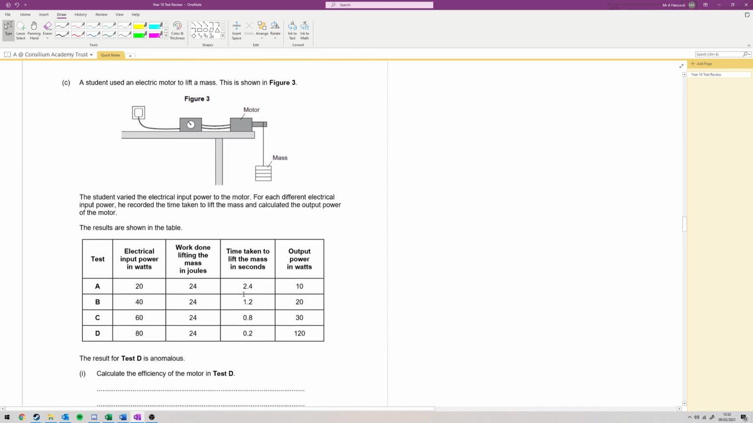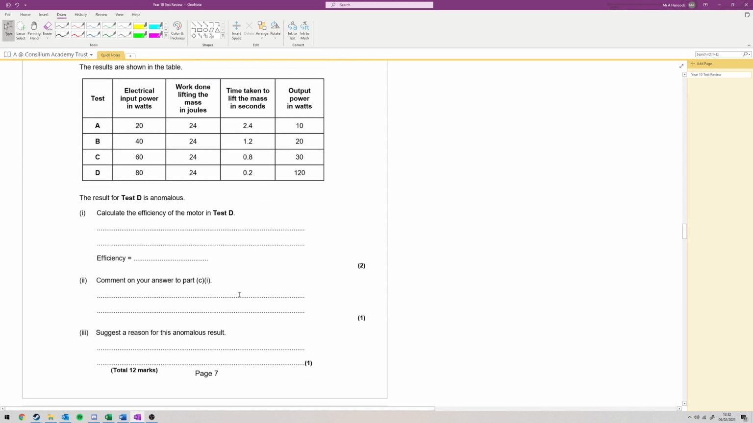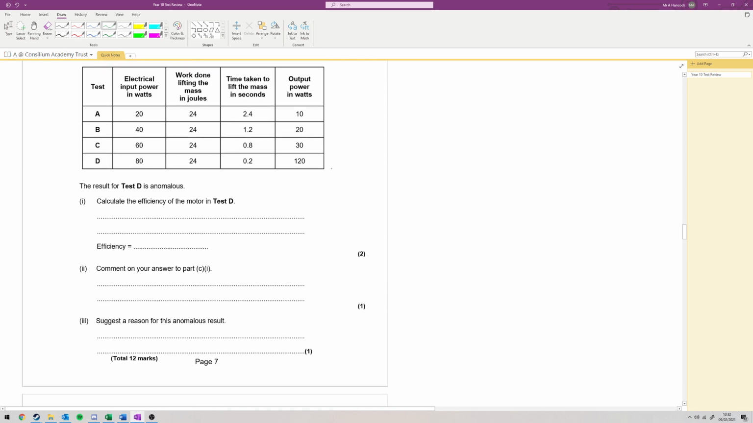Okay. Part C. And then it says calculate the efficiency of D. So here's D. How do you calculate efficiency? Well, efficiency equals, so let me think about this, it is the output, because you should have more in than you get out, so it's output over input times 100%.